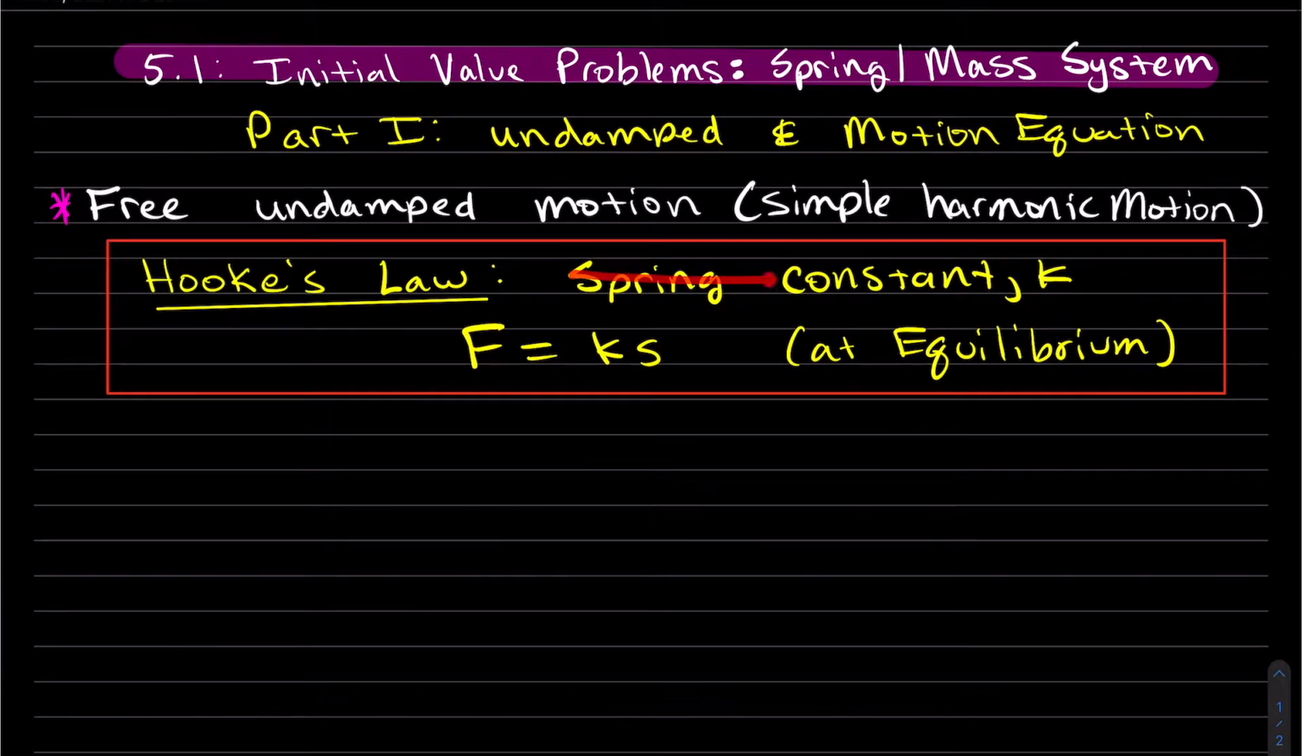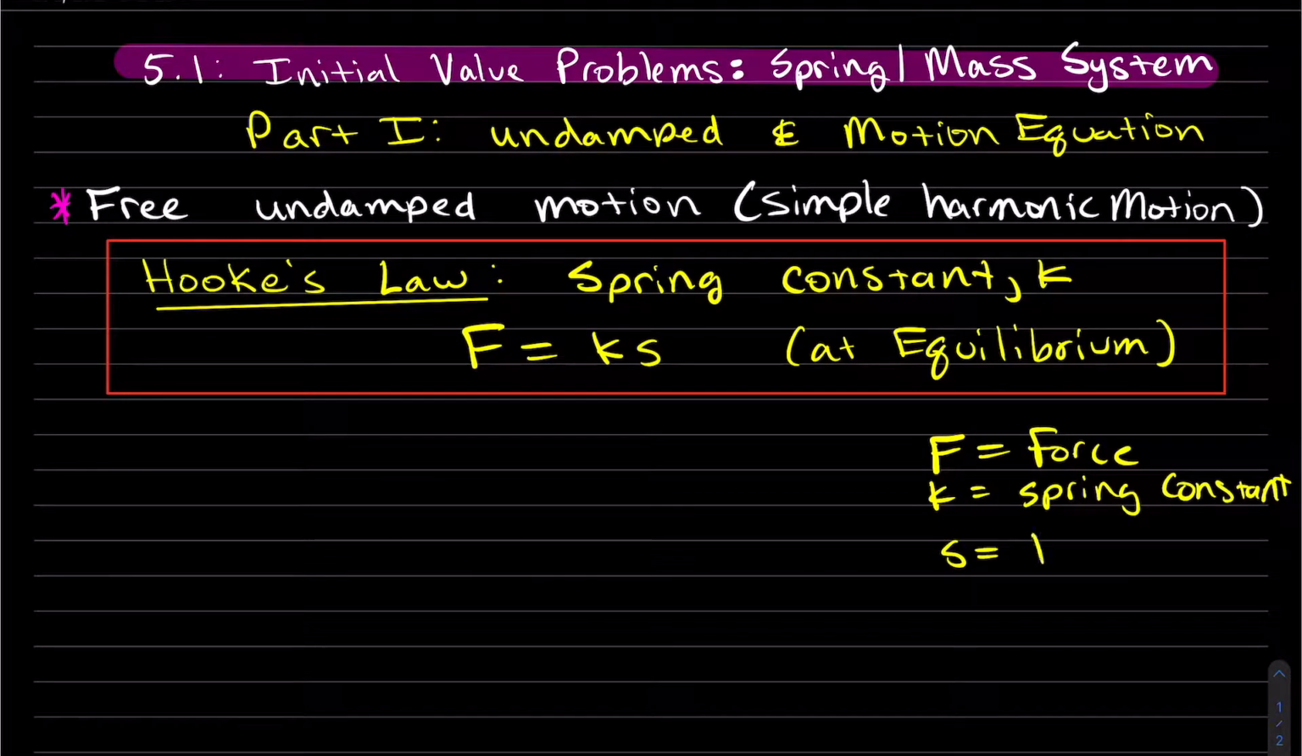Hooke's law basically gives an equation for the spring constant, depending on how tight the spring is. So the formula is F equals Ks, where F is the force, K is the spring constant, and S is the length of the spring. So let's do an example.